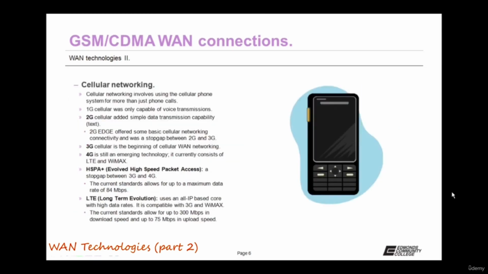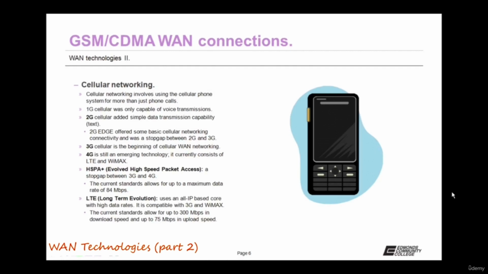Let me speak briefly about cellular networking. Cellular networking involves using the cellular phone system for more than just phone calls. Cellular networking has been around for a while, and it originally wasn't known as this, but the first version of it is first G or 1G cellular, and it was only capable of voice transmissions. As improvements came along, we got 2G. That is cellular with simple data transmission capabilities, as in text messaging. 2G Edge offered some basic cellular networking connectivity and was a stopgap measure between 2G and third generation cellular.